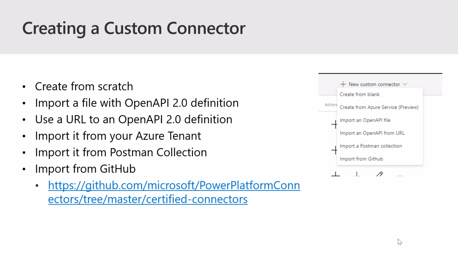Creating a custom connector. To begin with, you can create a custom connector from any of the following options, and all of these options are available on the Maker portal. One, you could use the wizard experience to build it from scratch. You can import an OpenAPI 2.0 file. Import it from a URL that points to an OpenAPI 2.0 definition. Import it from your Azure tenant. Power Platform provides tight integration with services like APIM, Azure Functions, etc., that allow you to create a custom connector within a few clicks. You can also import it from a Postman collection.